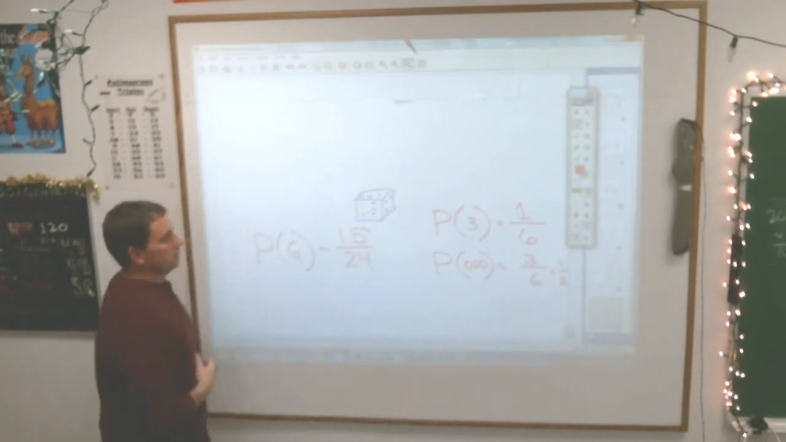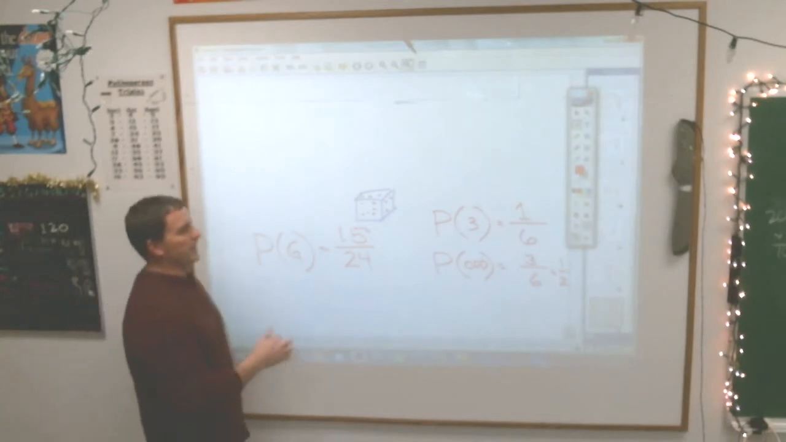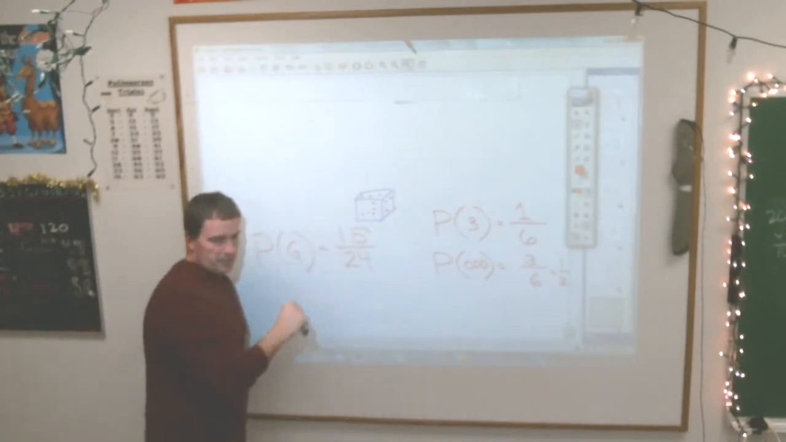2, 4, 6, 8, 10, 12. I get 15. So your probability is 15 out of 24. You could actually reduce, is there 16? No. You could actually change that fraction, but we're not going to.